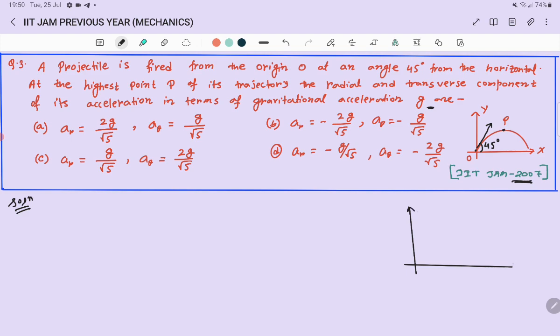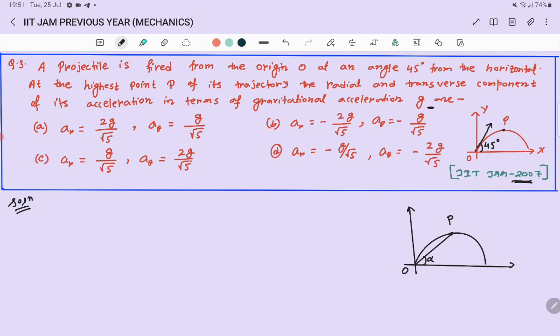Okay, so suppose this is your projectile, and this is the highest point P. Now what are the transverse and radial components? Let us draw a line from the origin to that point P, and let us take the angle between this line and the horizontal as alpha.